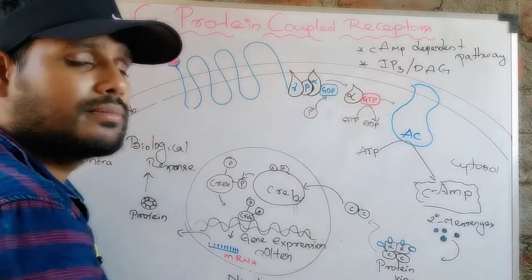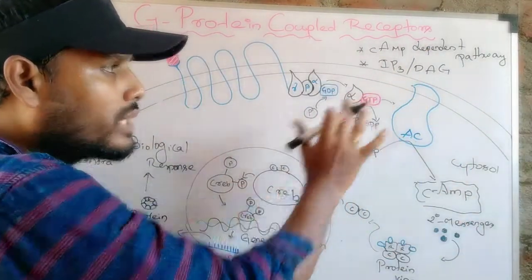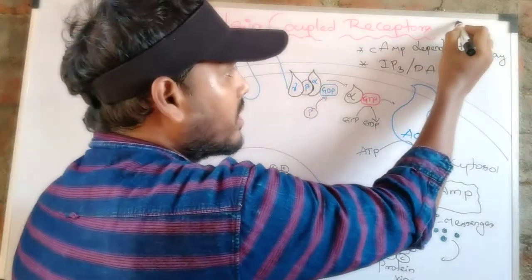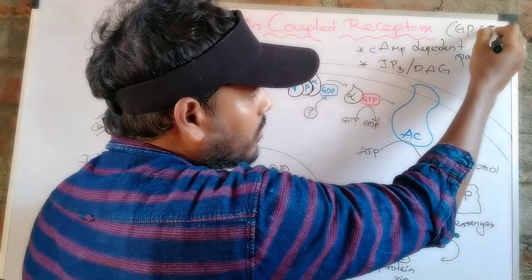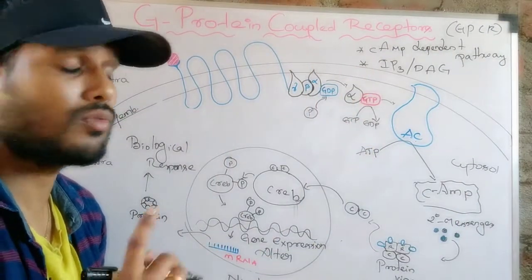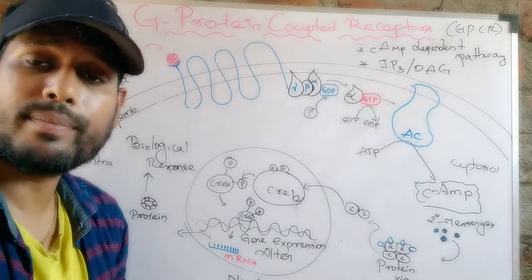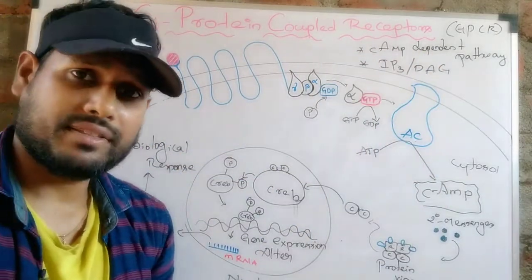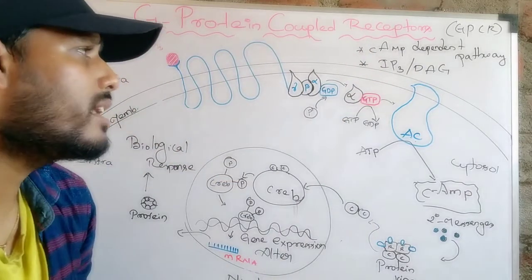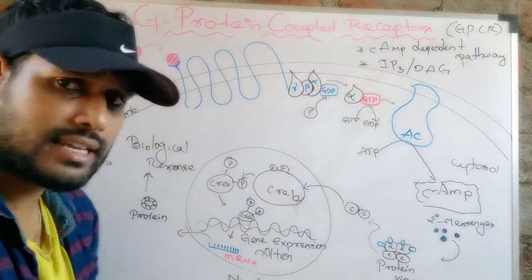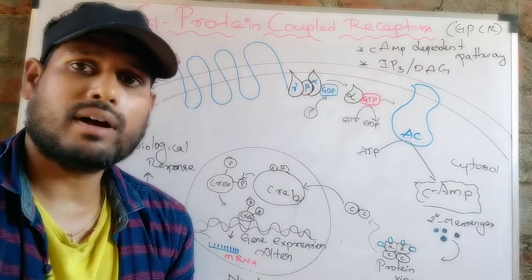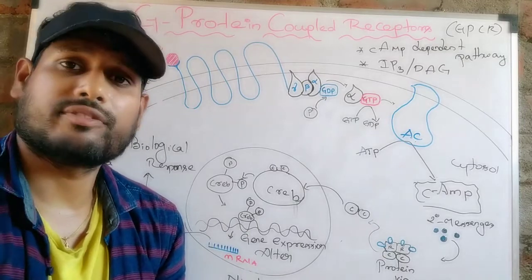In G protein coupled receptors, we can also call it GPCR, you have 2 types of pathways. In GPCR, we have 2 types of pathway mechanisms. One is the cyclic AMP dependent pathway and another is the IP3 DAG pathway. Okay, so this is about the cyclic AMP dependent pathway. I'll explain the IP3 or DAG pathway in a later video.